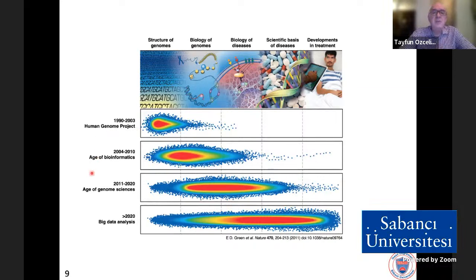Of course, with so much information available, the age of bioinformatics began next. And then, of course, genome sciences flourished during the past decade, where the biology of the genomes and the biology of the diseases are now being solved. From the 2020s onwards, of course, we have so much sequence information compiling. Big data analysis becomes really important, which eventually leads to developments in treatment.